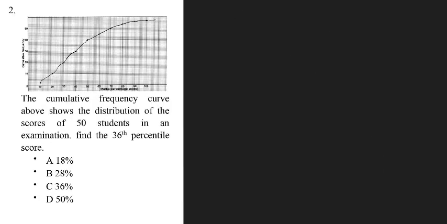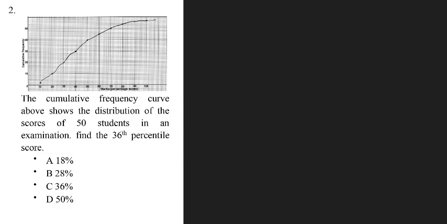Right, the next question, that's question 2. The question says the cumulative frequency curve above shows the distribution of the scores of 50 students in an examination. We have to find the 36th percentile score. So now, if you check the graph, it has been plotted, cumulative frequency against the marks in percentage. So now we are asked to find the 36th percentile. From the word percentile, that's in hundreds.